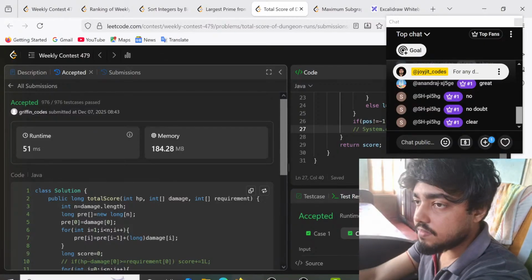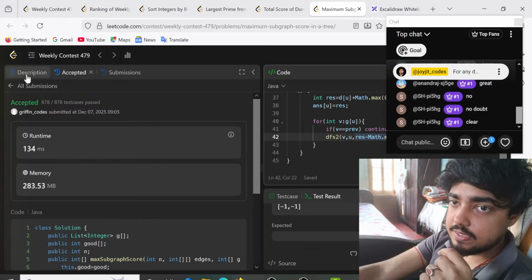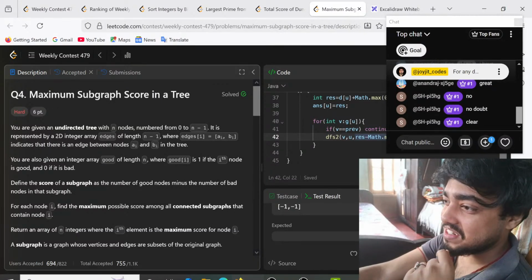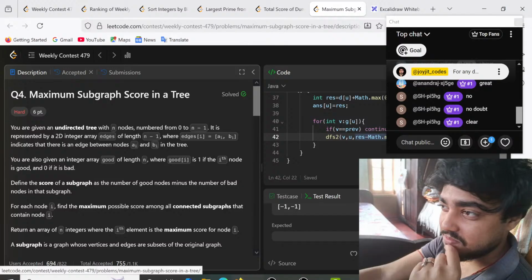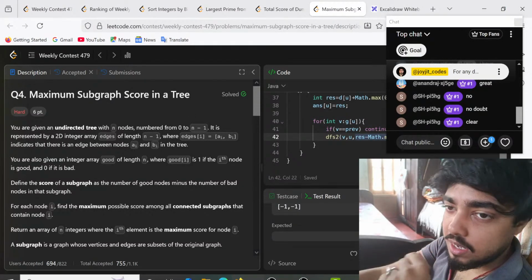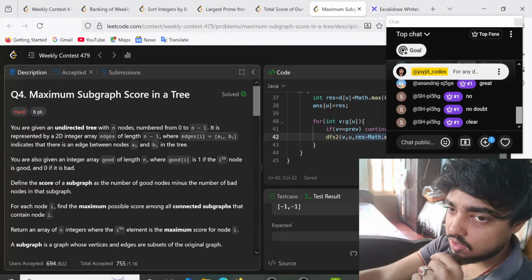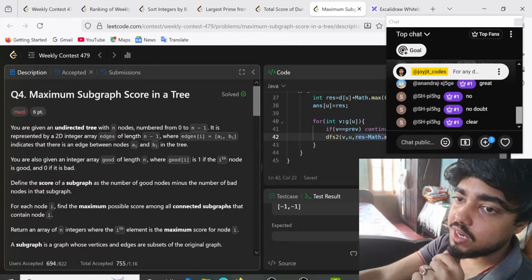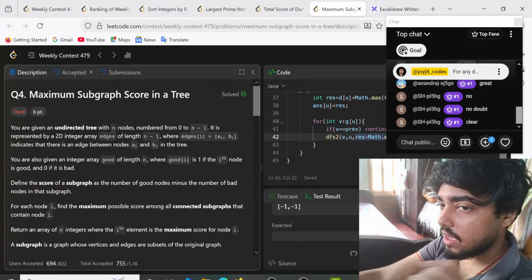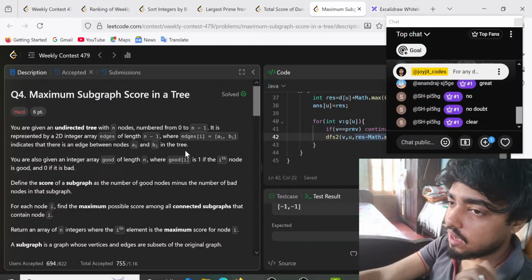Okay, let's move on to the last question. The most awaited question, I guess. The fourth question is maximum subgraph score in a tree. You're given an undirected tree with n nodes numbered from 0 to n minus 1. It is represented by a 2D integer array edges of length n minus 1, where edges[i] equals [a_i, b_i], which indicates that there is an edge between nodes a_i and b_i in the tree.